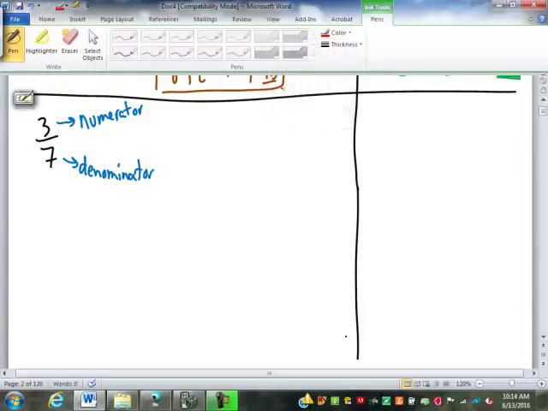But anyway, let's look at these labels here, numerator and denominator. To numerate, what does it mean to numerate? Well, every 10 years, our government sends out people to do the census where they numerate the population. What are they doing? They're counting.